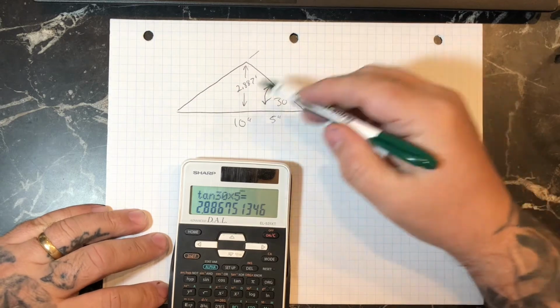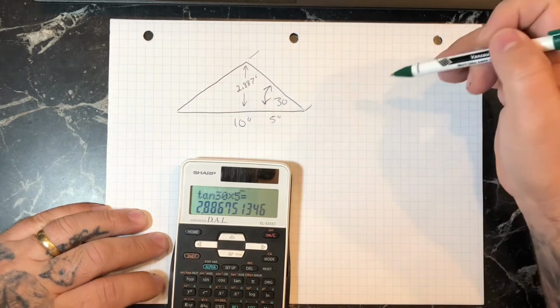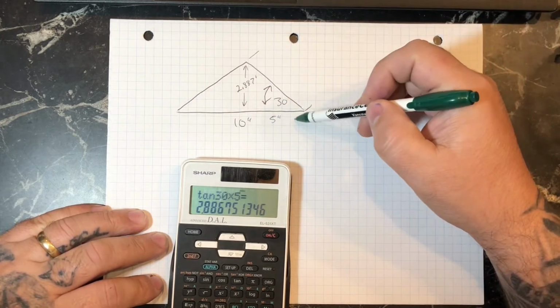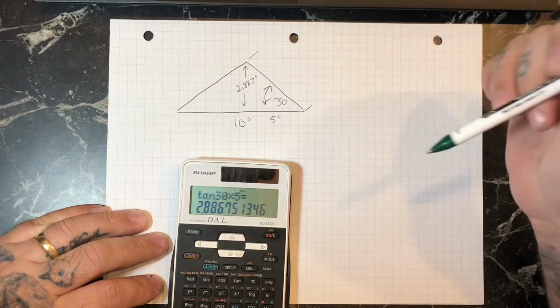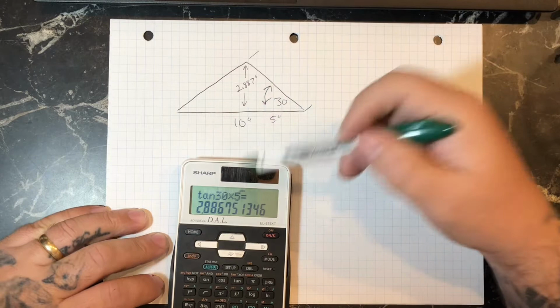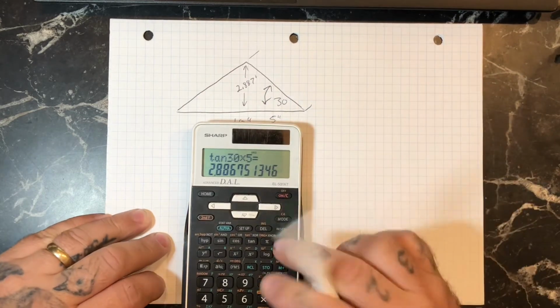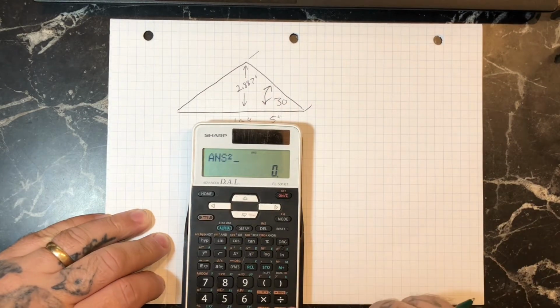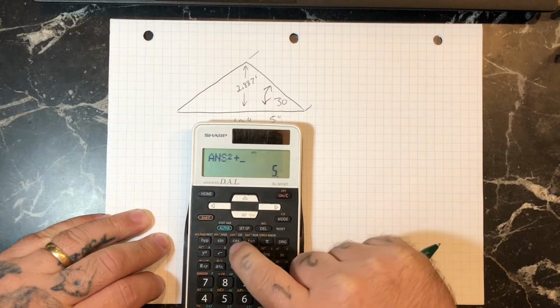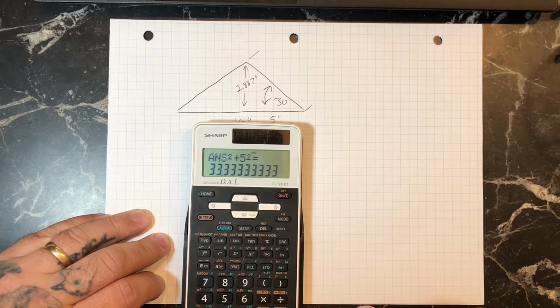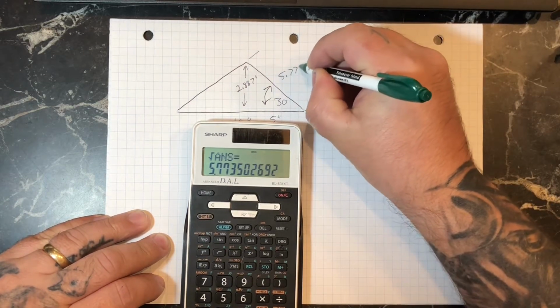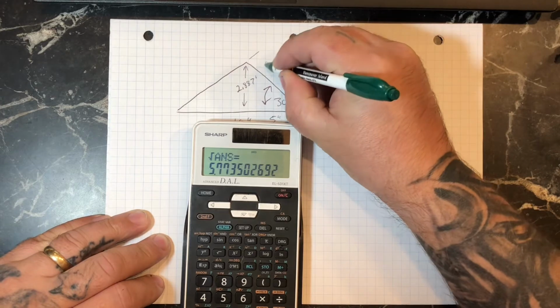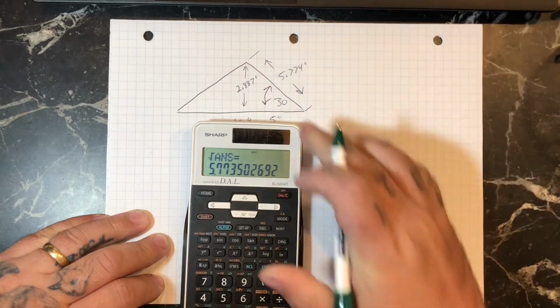I could use trigonometry to find this side too, but I'm just going to use the Pythagorean theorem: a squared plus b squared equals c squared. I'm not even going to do anything with that number, I'm just going to square it, plus 5 squared, equals, and then square root that. I end up with 5.774 for my slant height, or hypotenuse.